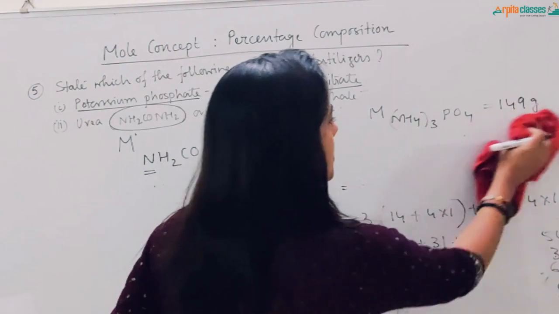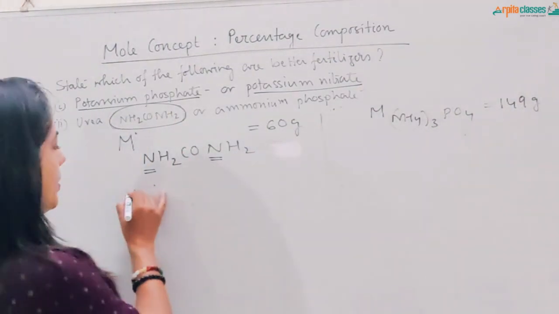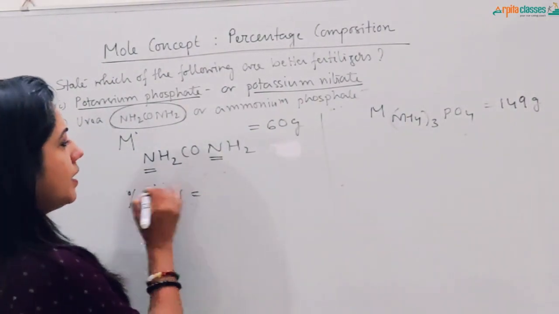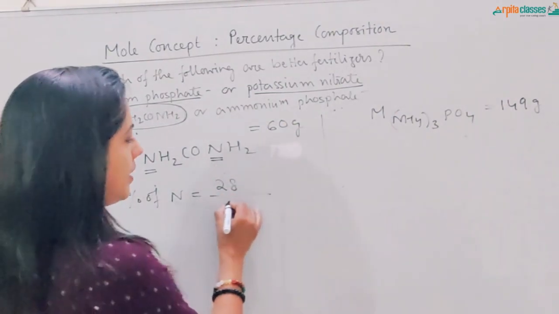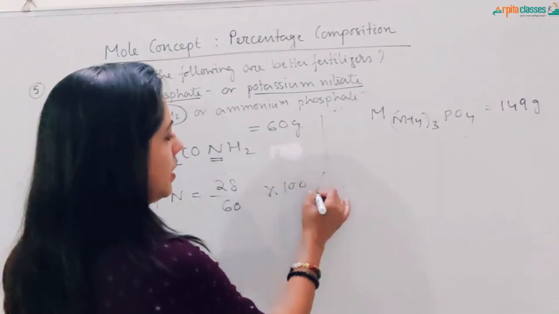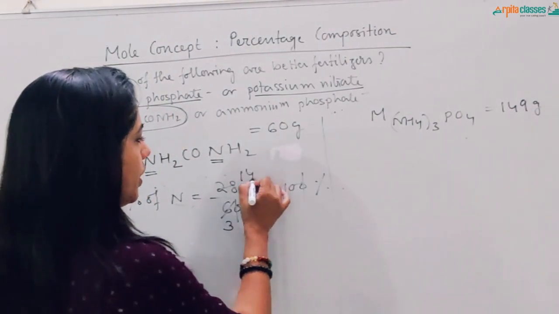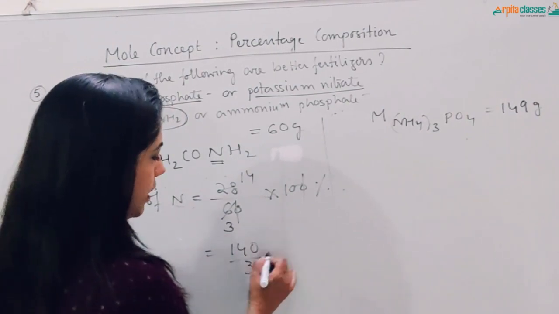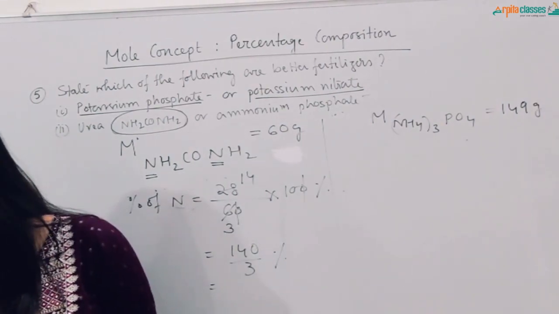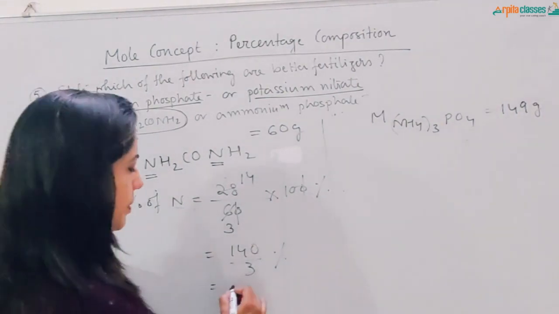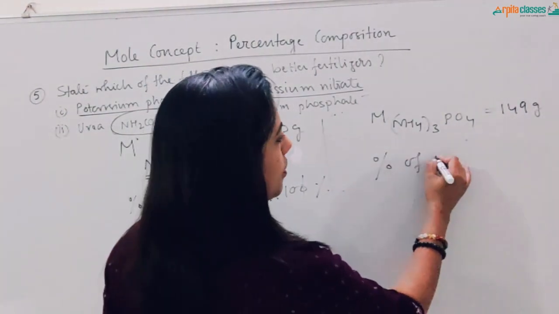Now let us find out the percentage of nitrogen in both the compounds to see which one is a better fertilizer. Here nitrogen is 14 plus 14, 28. So I'll write 28 in the numerator upon 60 into 100%. 0 and 0 cancel. 2, 3, 2, 14. So it's 140 upon 3. You can do the calculation, 140 upon 3, which will be 46.67%.